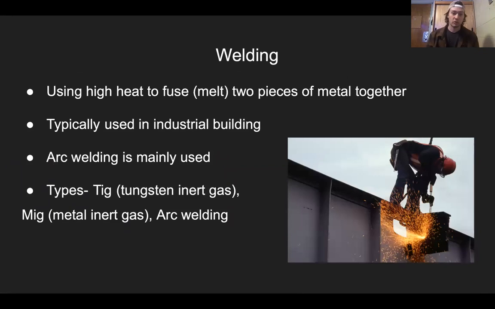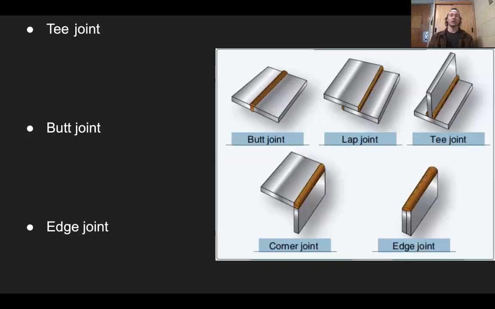So welding uses high heat to fuse or melt two pieces of metal together. It's typically used in industrial building. And then the main type of welding is arc welding. And then the different types of welding are TIG welding, tungsten inert gas, MIG welding, metal inert gas, and then arc welding. So these are some types of welding that you do on a site.